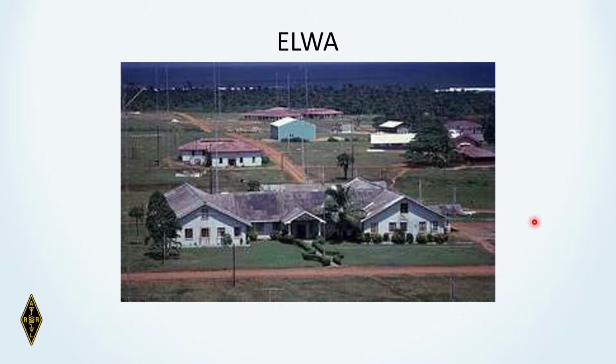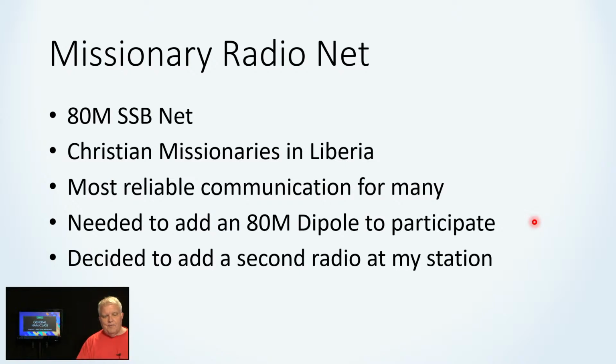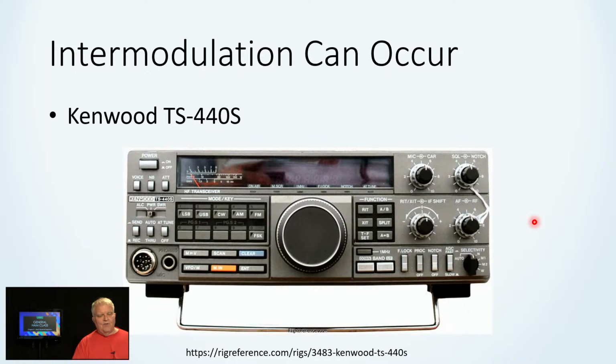There was a missionary radio net, actually, on 80 meters. And it was, for them, their reliable means of communication. And I wanted to participate, so I put up an 80-meter dipole, and I had a second radio with me, so I decided to put a second radio in my station. And so I added this Kenwood TS-440 to the 80-meter dipole, and I had no end of problems after I plugged that antenna into the back of the radio, because then my original radio, the TS-180, on 20 meters to the States, was wiped out completely.